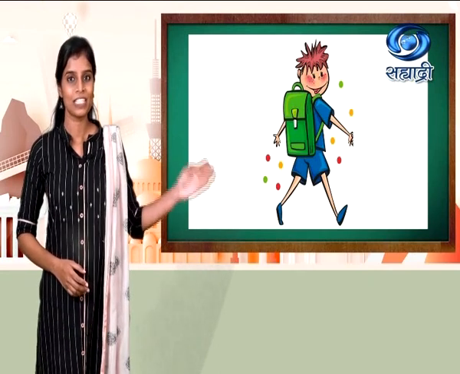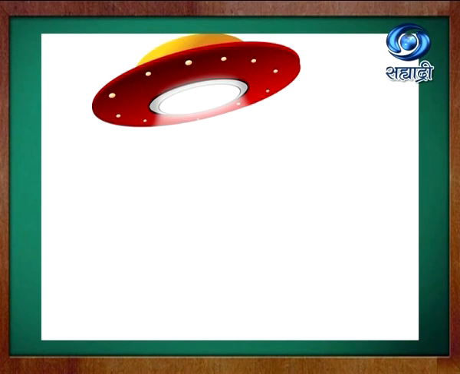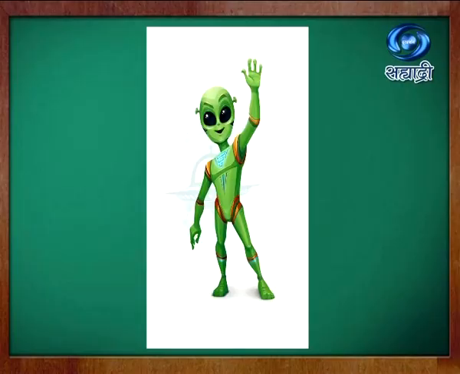In this image, what we see is a school boy. In this image, we see a spaceship. A spaceship is a vehicle that moves in the outer space.